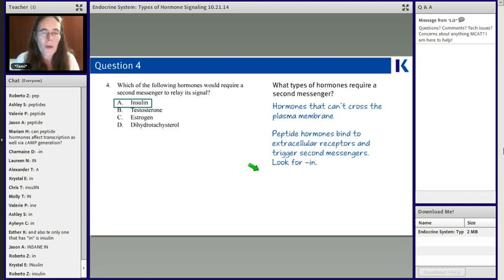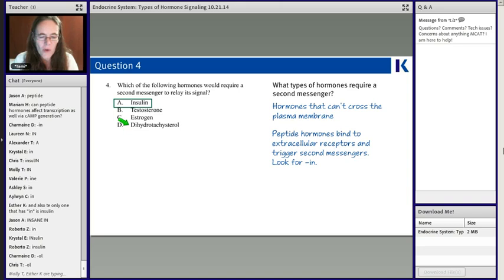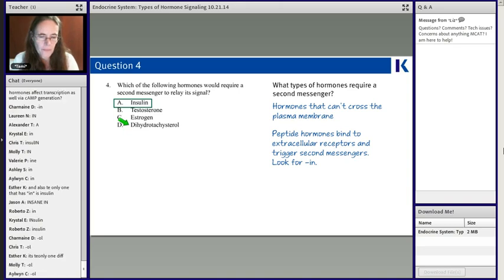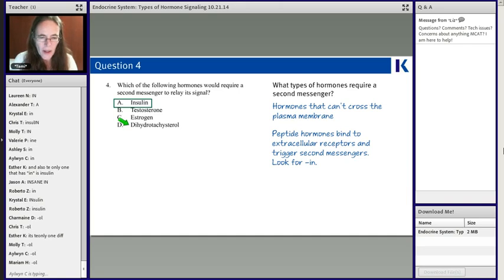And we all know insulin is absolutely a peptide hormone. We also know testosterone and estrogen are steroid hormones. But even if I had no clue what this last one was, how do I know that this is a steroid hormone? Yep, it ends in OL. It ends in OL. Yep, and Esther's got a good point. Remember, here we're looking for the odd man out. Okay, 3 of them are going to be steroid, 1 of them is going to be peptide.